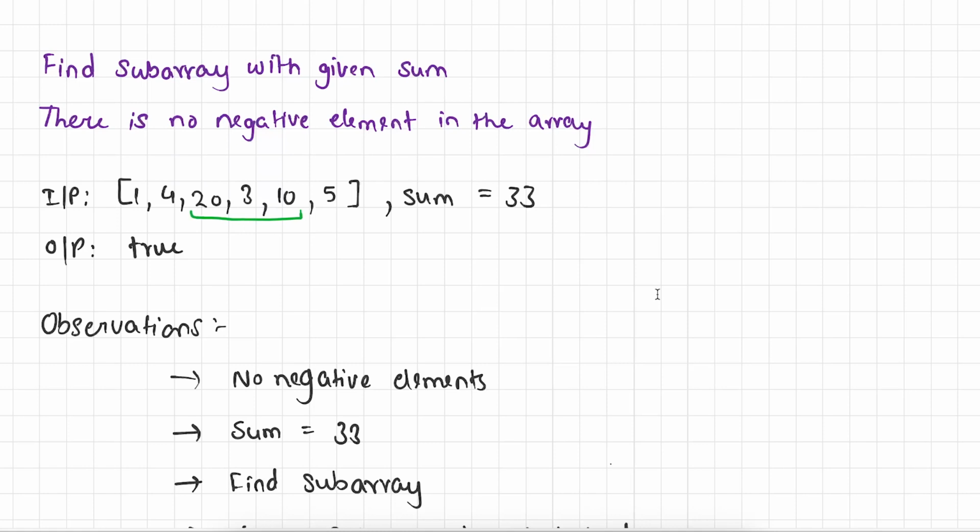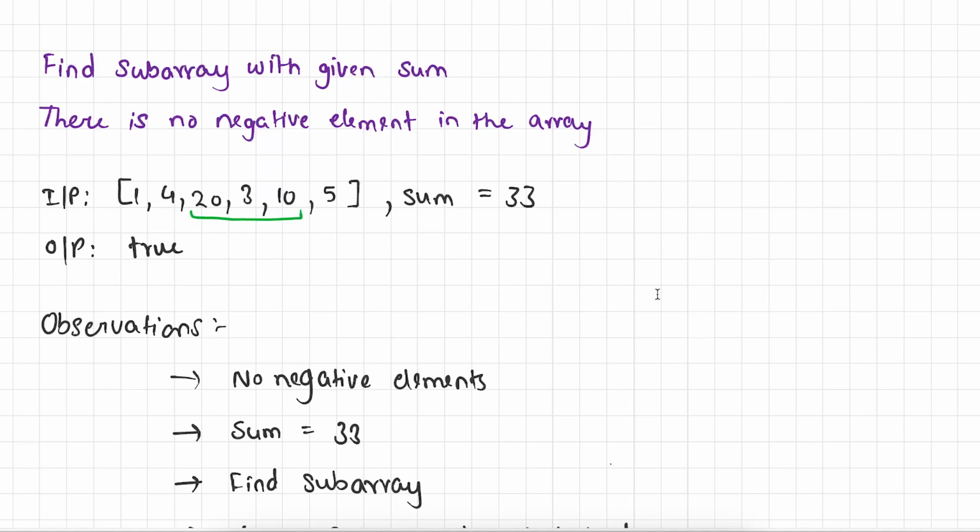Alright guys, let's begin this video with this problem. The problem says, find a subarray with a given sum, and there is no negative element in the array. Now you might be thinking, why am I talking about this problem? I was supposed to explain the dynamic sliding window technique, right? So guys, let me tell you, we are going to use this problem throughout the video to understand the concept of the dynamic sliding window technique. So clear? Now moving back to the problem.